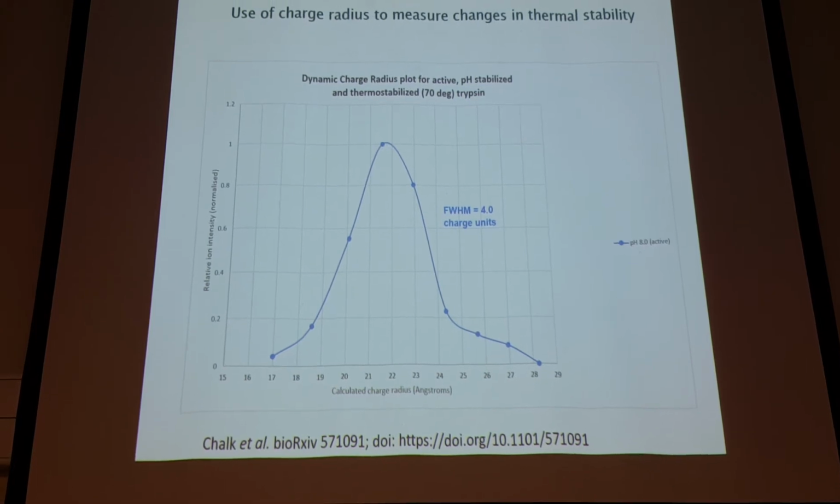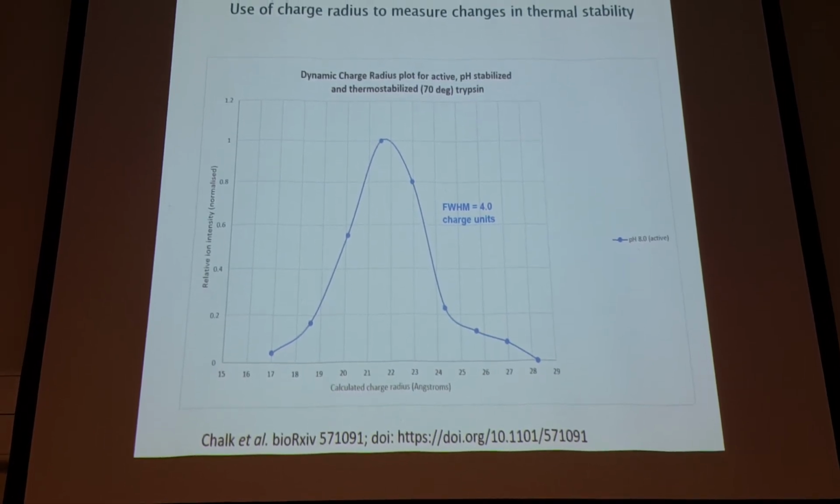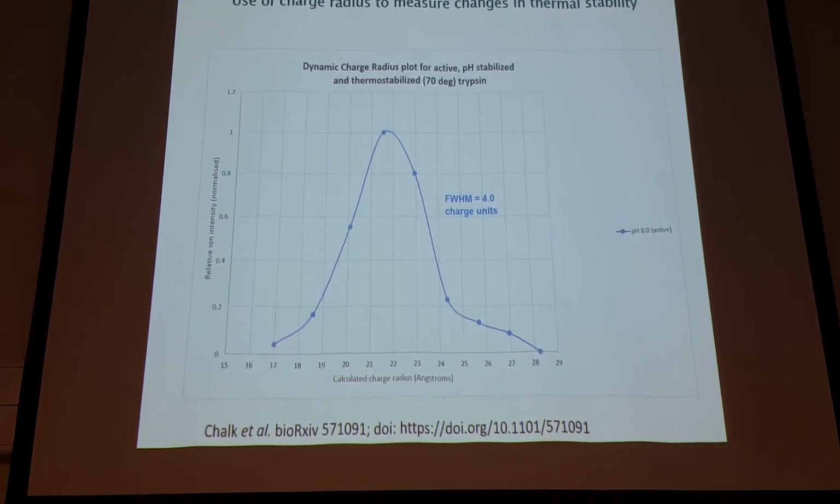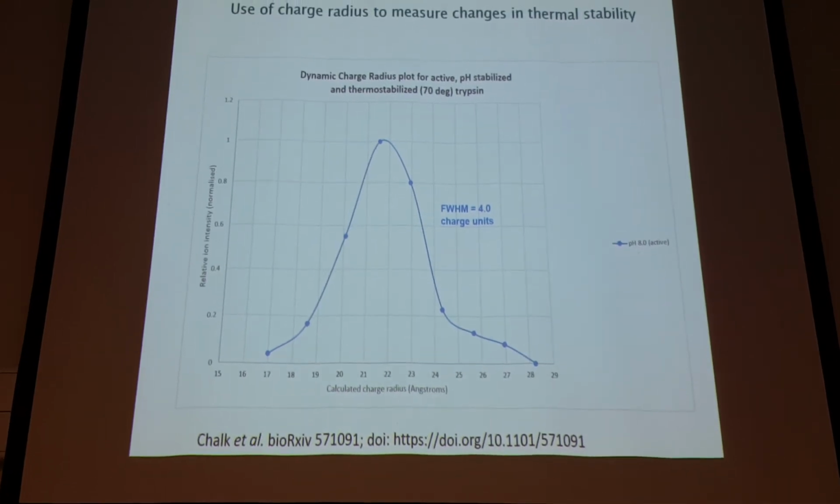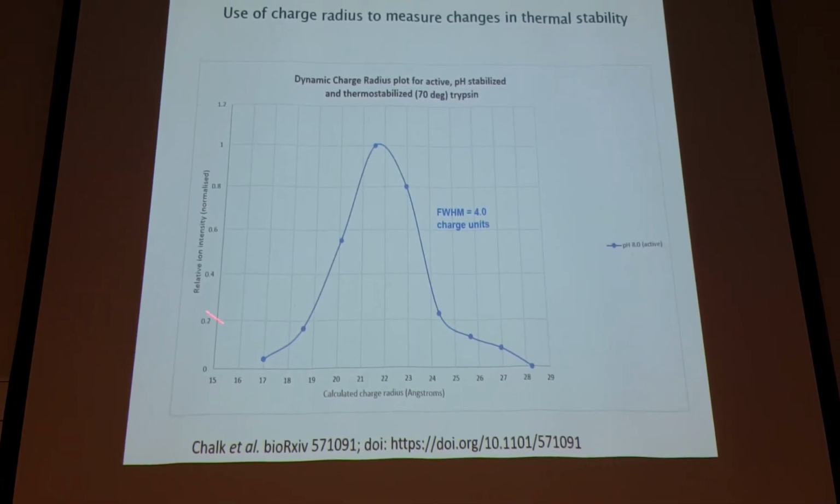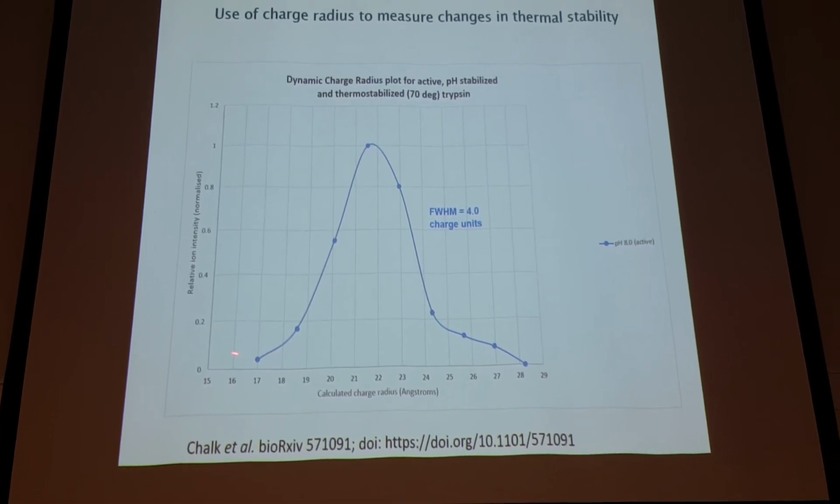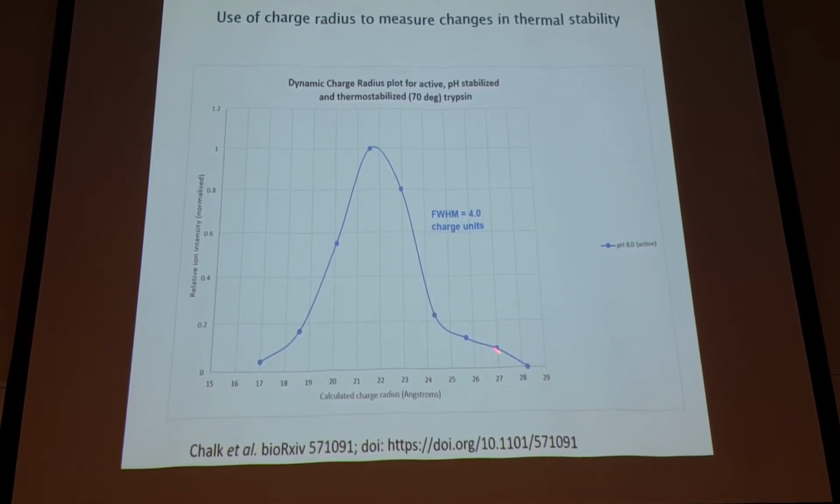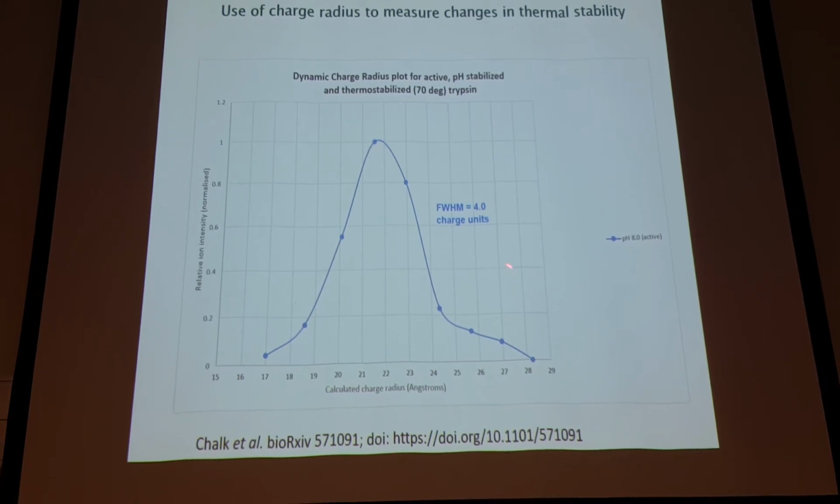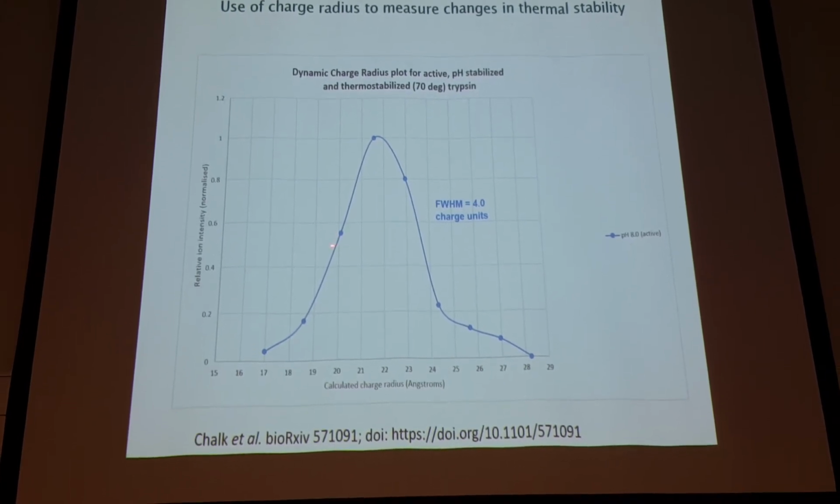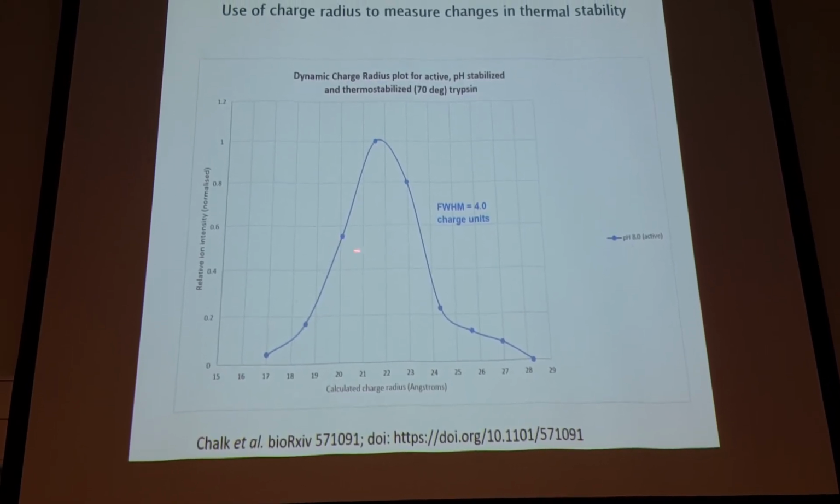I want to show an example of this. This is trypsin. Trypsin is active at pH 8. So we can spray in ammonium bicarbonate at pH 8. And this is the charge distribution that we get. If you measure the full width half maximum, it's 4 charge units.